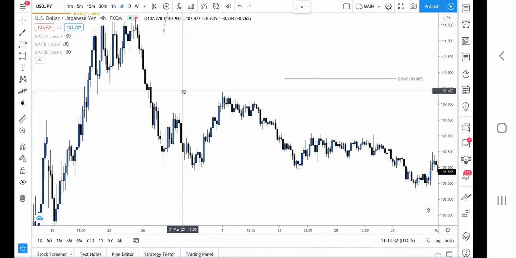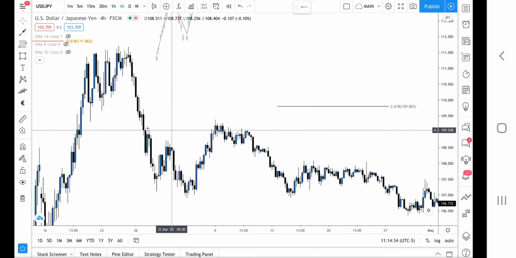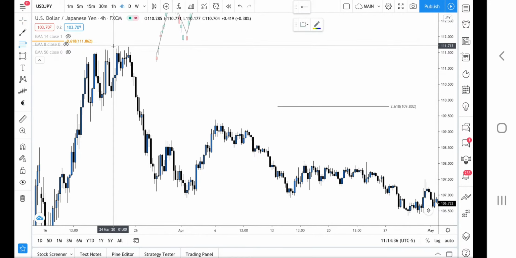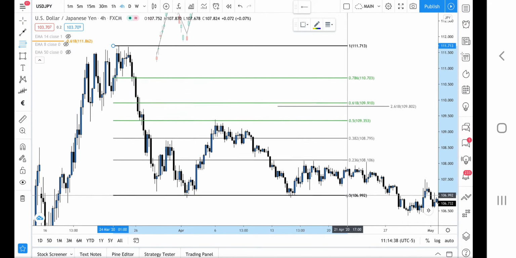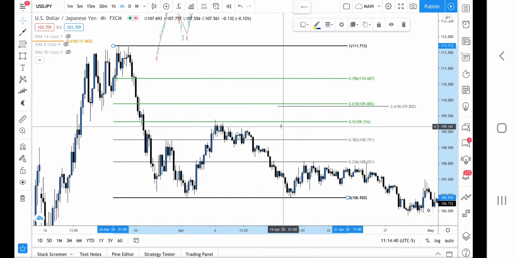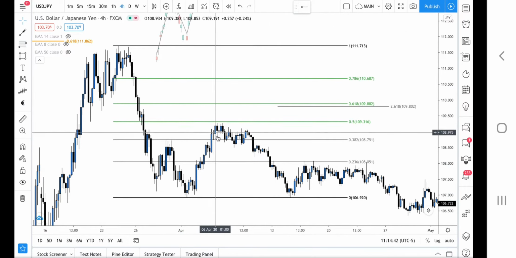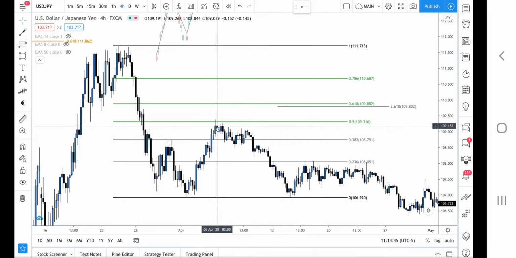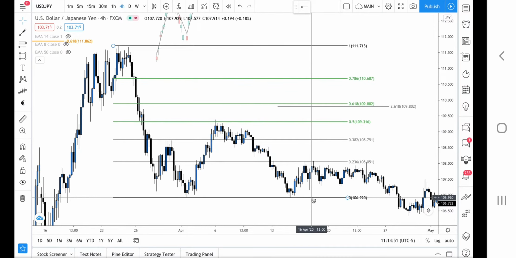Okay, so now here's a little quick one right here. A little bit more of a longer scale one, but price came up, wicked into the 50. What would we have needed to see in order to know that this was actually a rejection off the 50 into the continuation of the downside?